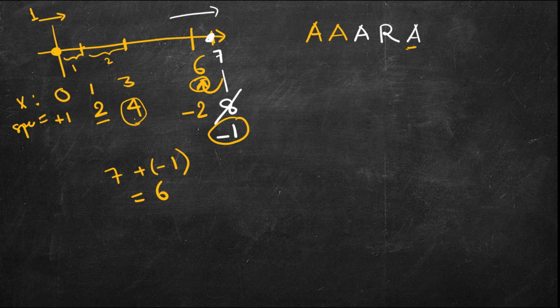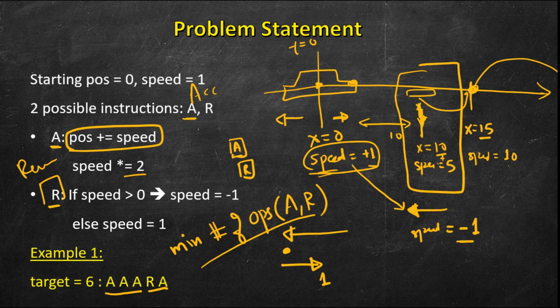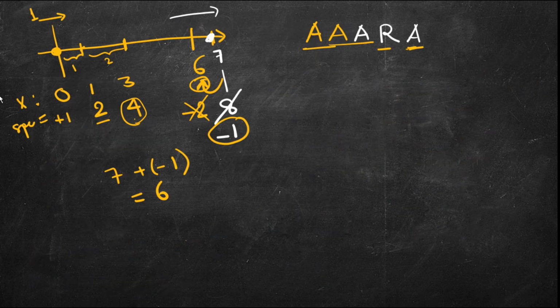But you have reached the target, so you will not be worried about speed. So the number of steps are 3, 4, 5. So the answer should be 5, AAARA. You don't have to return the exact sequence, you just need to return 5. Now let's see how you can achieve it.